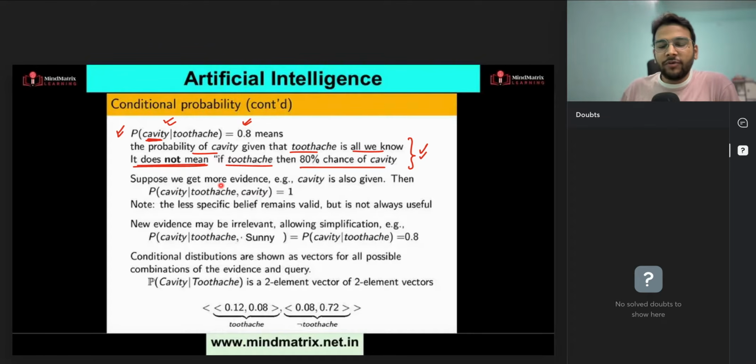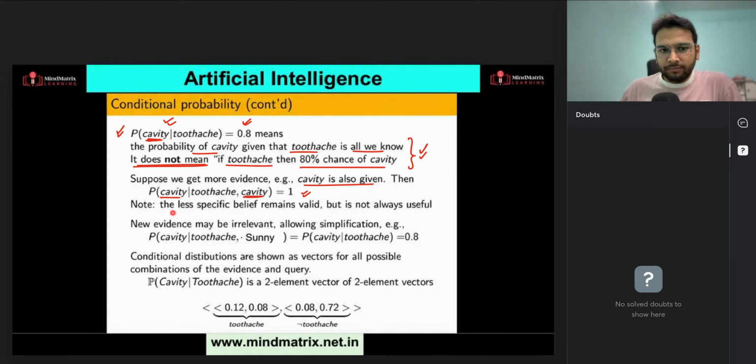Suppose we get more evidence. Now what else is given? Cavity is also given. Now it is given to us that cavity has already happened. It's very simple. If cavity has already happened, then what will be the probability of cavity? Obviously it is going to be 1, because we are trying to find the probability of one event, and that event has already happened. So can I say the probability will be 1 only? Yes or no? Simple stuff.